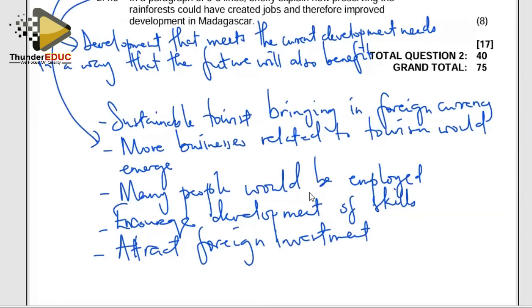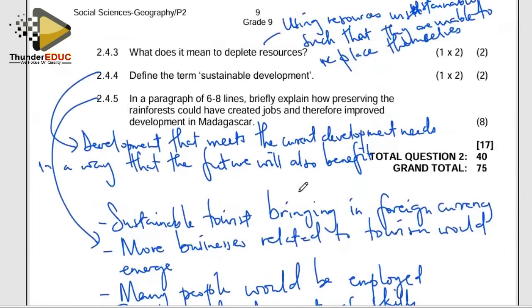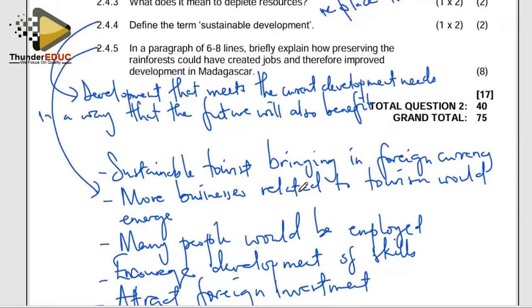So that is part of sustainable development, development which does not only focus on the current generation, but also focuses on the needs of the future generations. Right, that takes us to the end of our paper. I hope this is going to assist you in your studies and in preparing for your June examinations.